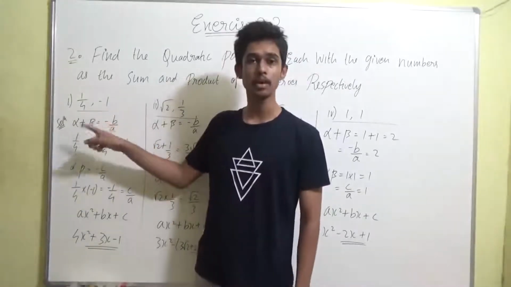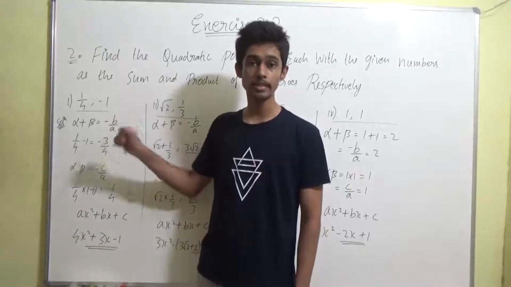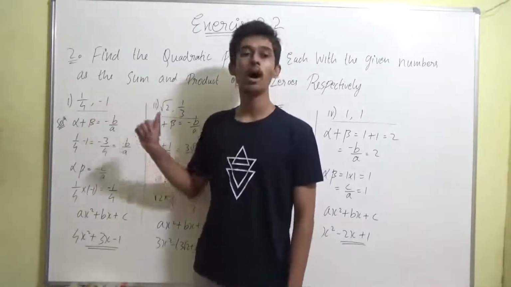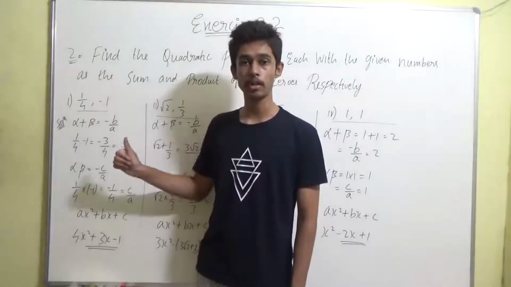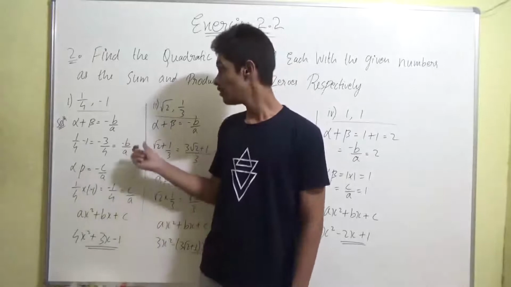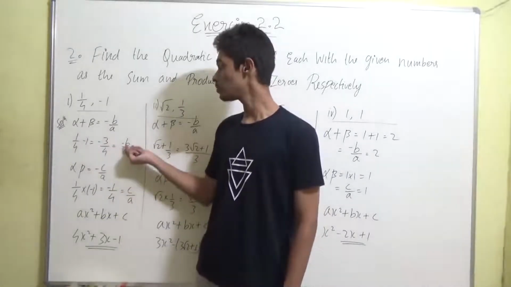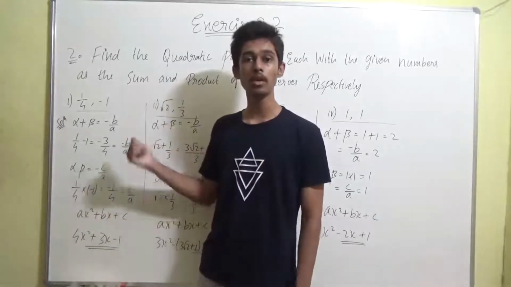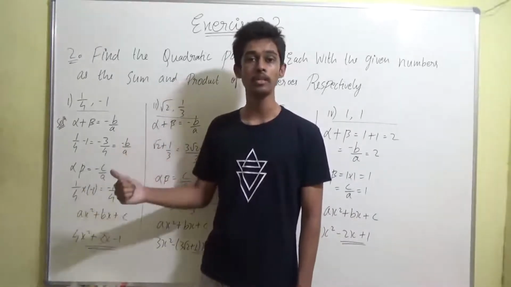If one is alpha, the other is going to be beta. Now using the relation, alpha plus beta is minus b by a. So 1 by 4 minus 1 is equal to minus 3 by 4, which should be equal to minus b by a, which means 3 should correspond to b and 4 should correspond to a, which means we have already got the two coefficients of the equation.